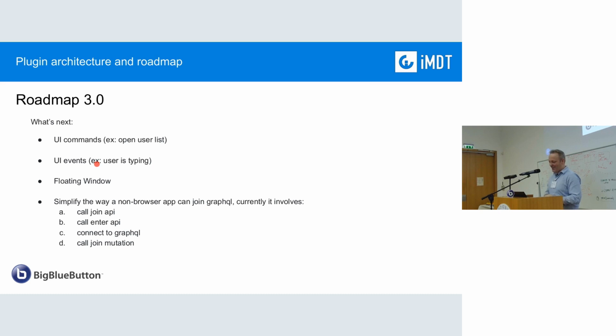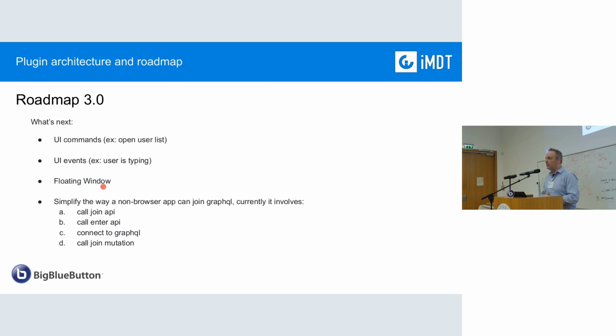The UI events is a way that the BBB client can tell the plugin running on the BBB client that something is happening, but something that's not coming from the server side. So it's more meant for integration of the BBB UI with the plugin. We also have a pull request already under review.